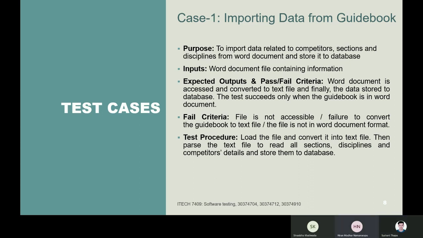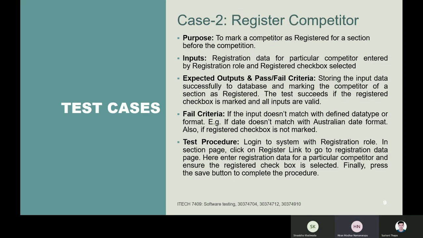Now I'm going to talk about the next test case in the presentation. It is test case 2, register competitor. The main purpose of this test case is marking a competitor as registered for one section before the competition. Here the input is the registration data. The expected output is successful storage of the data in the database and the competitor marked for a section. The failure can be if the input doesn't match the data type or format, including the date and time, and the competitor has to make sure that he is clicking on the register checkbox and pressing the save button.